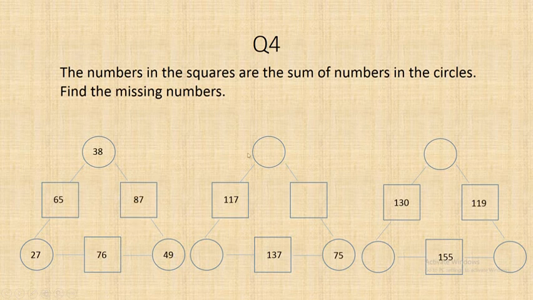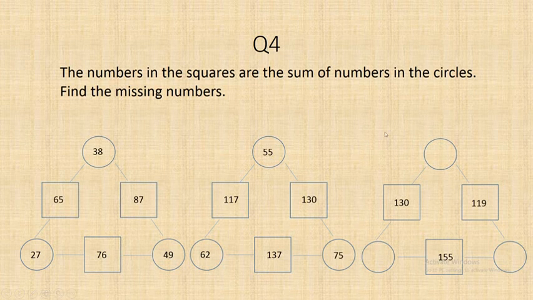Okay, let's jump to the second question. Here I have to get this circle first. So I will get it this way, 137 minus 75. So it's going to be equal to 62. And then again, make it 117 minus 62 to get the number in the circle, which is going to be equal to 55. And after that, add 75 plus 55, which is going to be equal to 130.